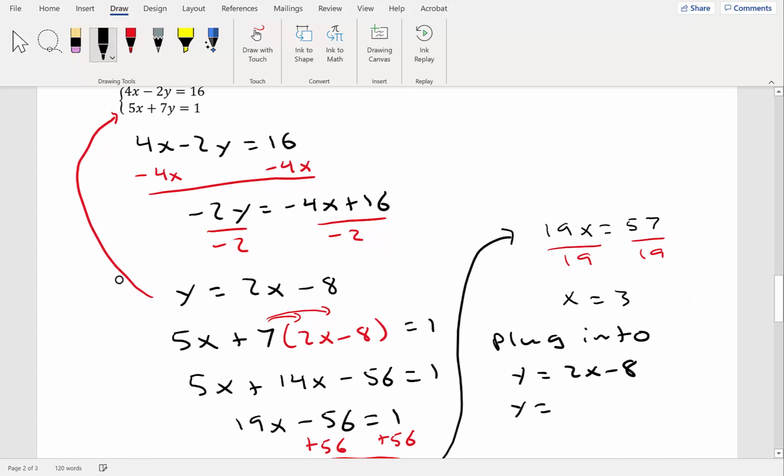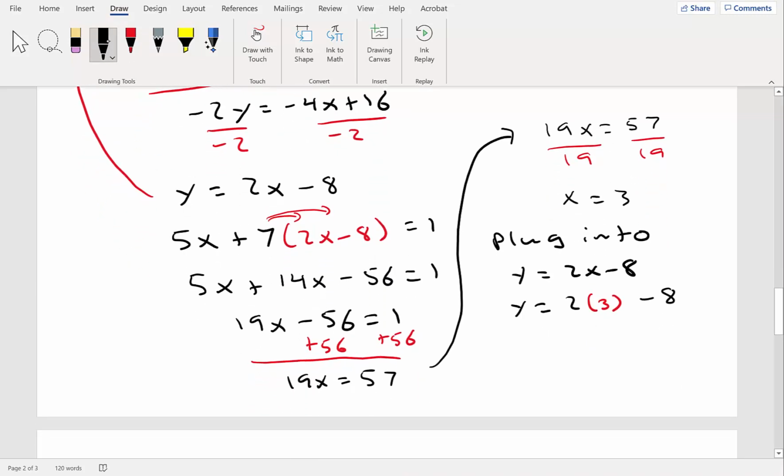So we have y is equal to 2 times 3, then minus 8. So we have y is equal to 6 minus 8, which gives us negative 2. So now our ordered pair is 3 comma negative 2.